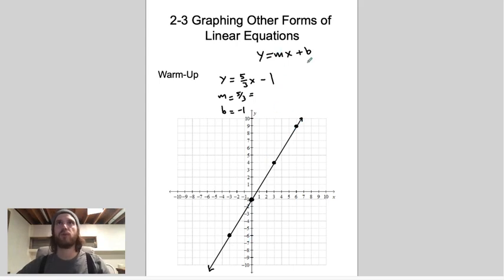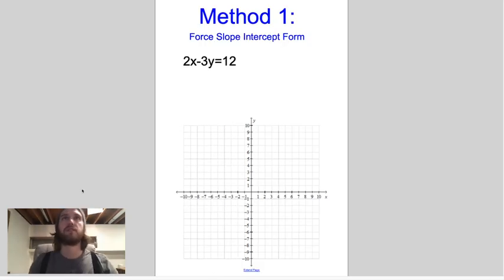But that's what you learned before. If you have something that looks like this in slope-intercept form, it's so convenient because you can see the slope, you can see the y-intercept, and you don't even really have to write them down once you get the hang of it. You just look, you know where to start, and you graph. It can go really, really fast. The problem is sometimes you're dished lines that look like this.